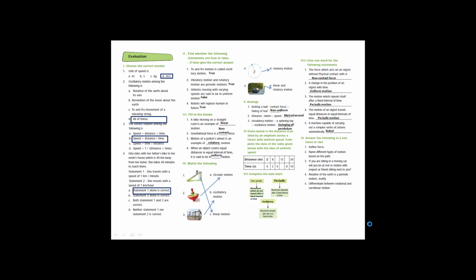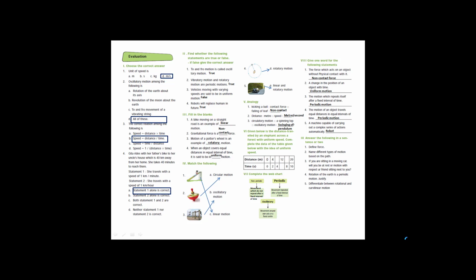Match the following. The first picture depicts linear motion, the answer is C. Second picture, the answer is A, circular motion. The third picture, swinging of children, is oscillatory motion. Fourth picture is rotatory motion. And the fifth picture is a car running on the road, that is linear and rotatory motion. E is the answer.